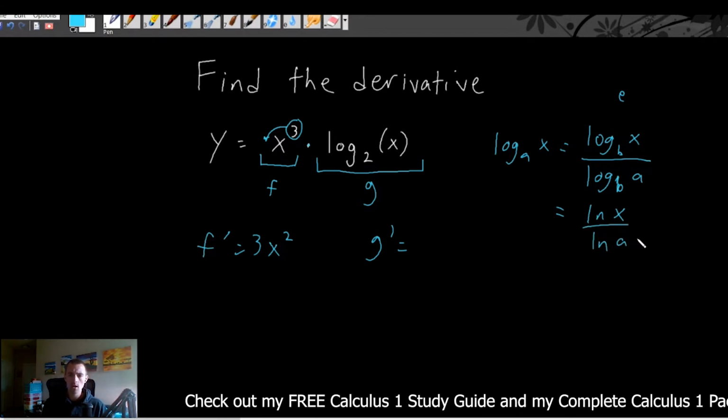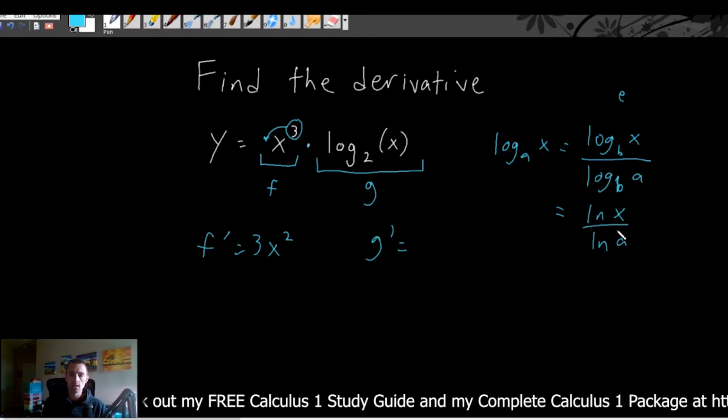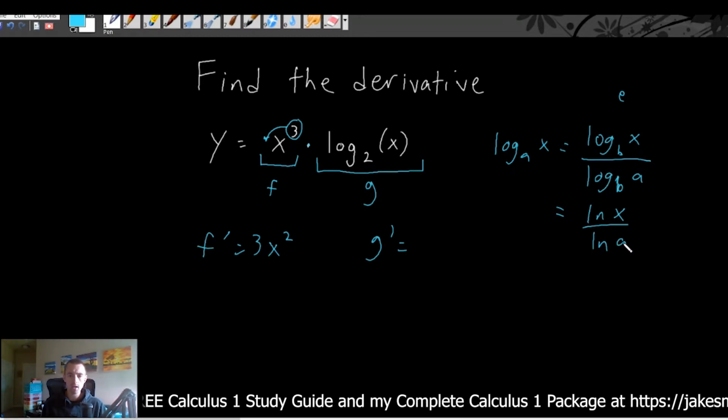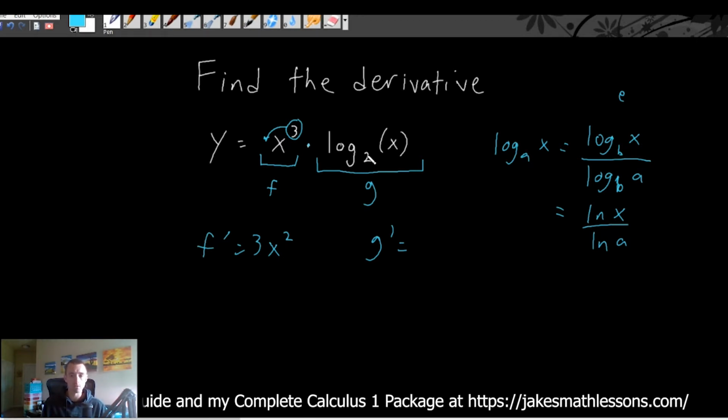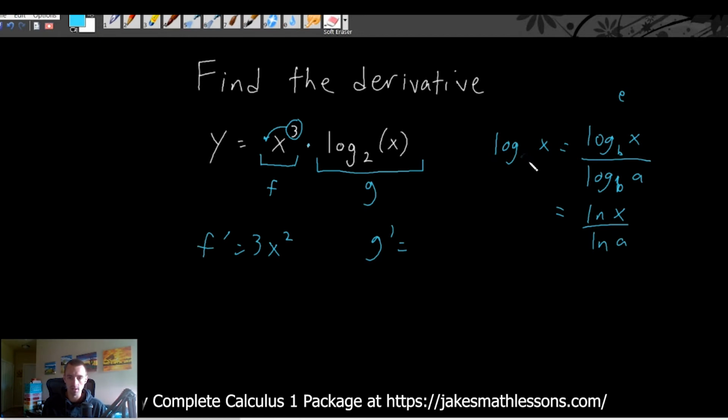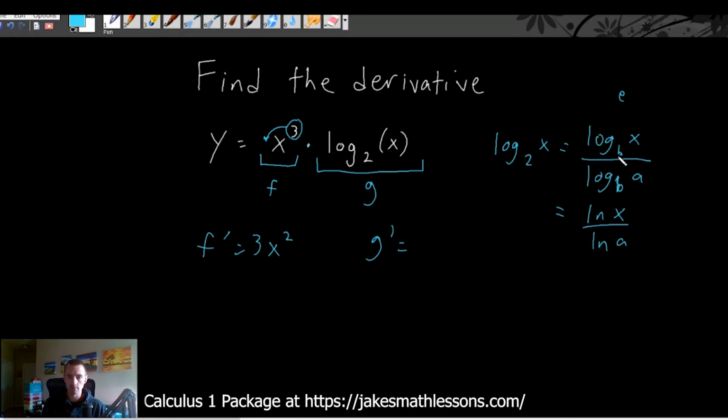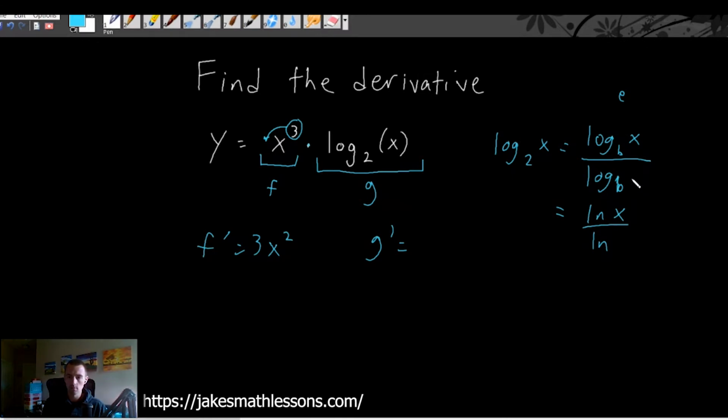So now what you want to notice is that the natural log of a, a is just some constant. A is just whatever this base is. In this case, we have a equals 2. So instead of saying a here, we can just write log base 2 of x. And then this would be a 2. So basically, log base 2 of x is the same as natural log of x over natural log of 2.